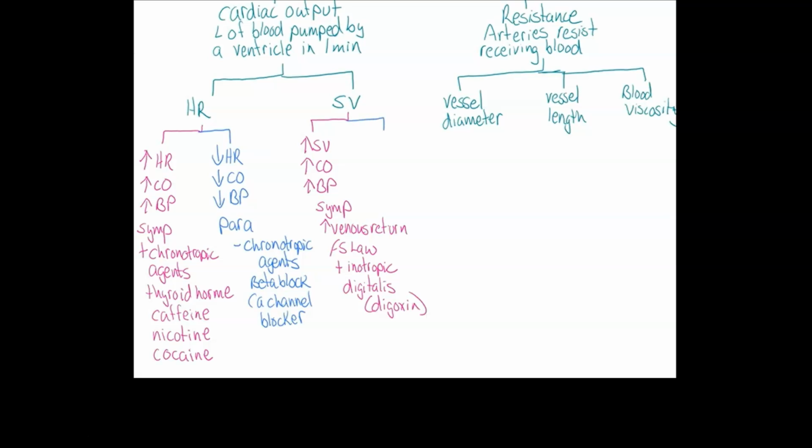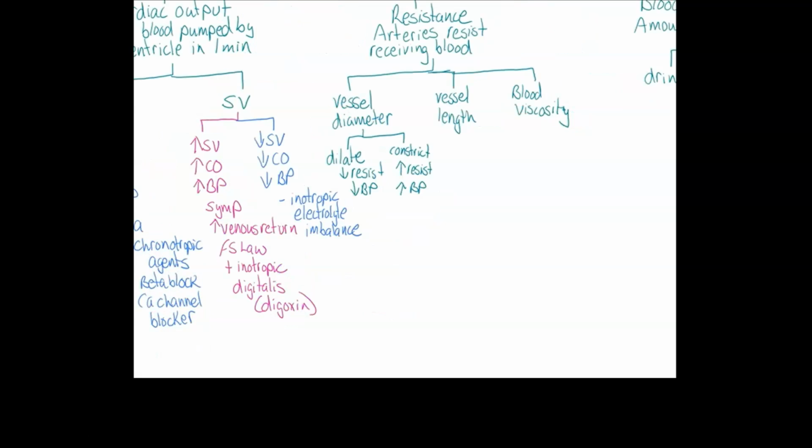If you decrease stroke volume, you will decrease cardiac output, which will decrease blood pressure. We're not going to put parasympathetic here. Remember, it only affects the nodes, not the myocardium. But this could be negative inotropic agents and electrolyte imbalance. Now we can look at the resistance factors.